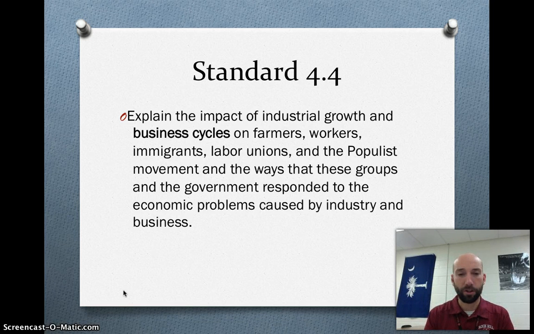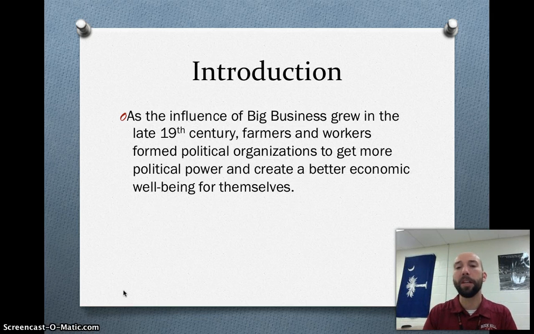So we're going to look at that industrial growth in the business cycle and what that does to farmers and workers, immigrants and labor unions, and how that's going to lead to movements like the populist movement, and how movements like the populist movement and the Grangers are both going to try to influence government to change conditions for the everyday person. And then we're going to talk about labor unions as well and how workers try to organize into those. So basically what's happening is big business is growing in the 19th century.